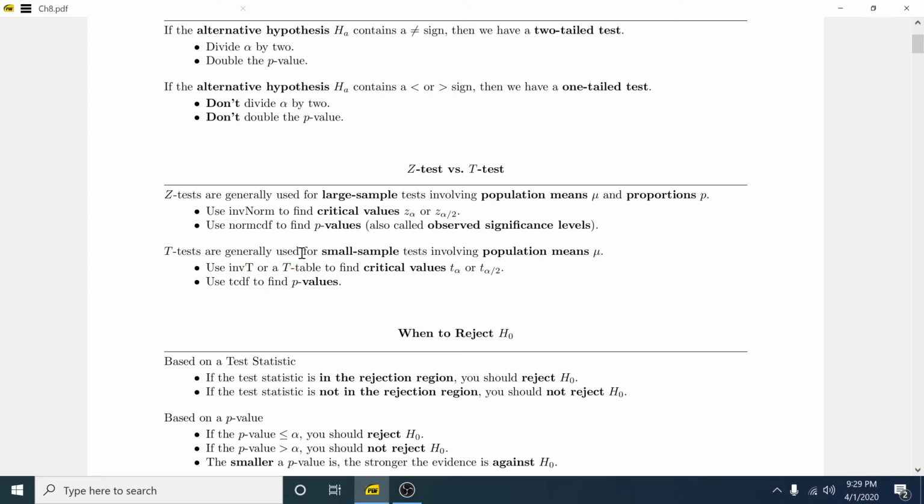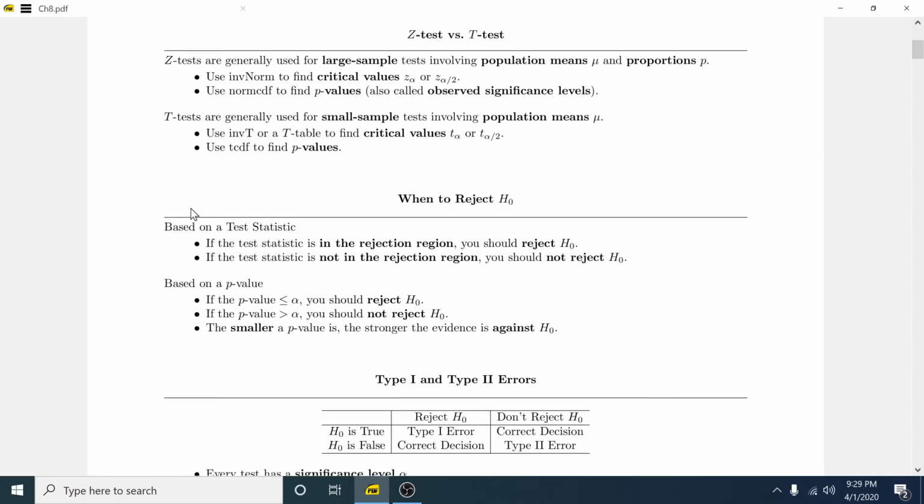The last thing here is we said a moment ago that on each problem we're either going to reject H naught or we will not reject H naught. The question is, when do you do it? Each test that we look at is going to define a rejection region, and we are also going to compute a test statistic. If our test statistic is in the rejection region, we will reject H naught. If our test statistic is not in the rejection region, we will not reject H naught.